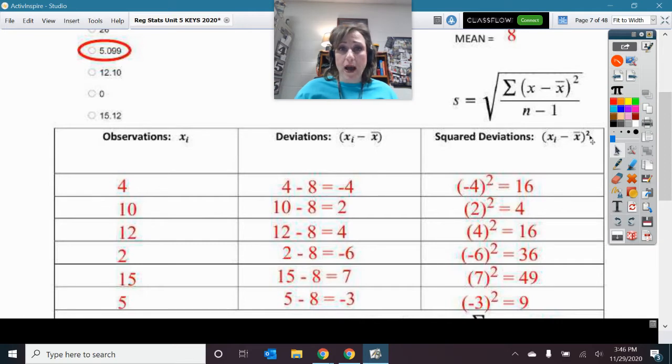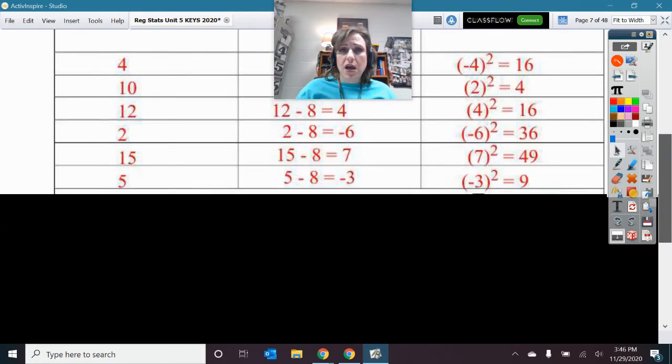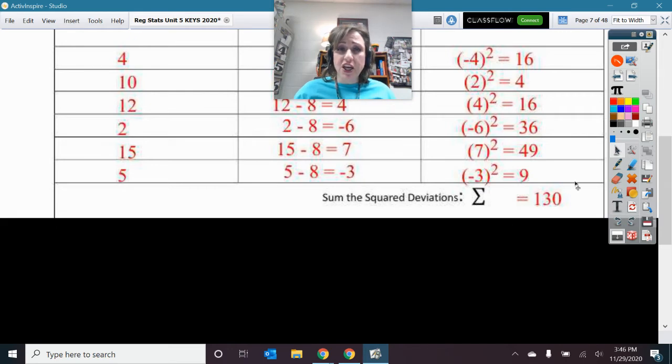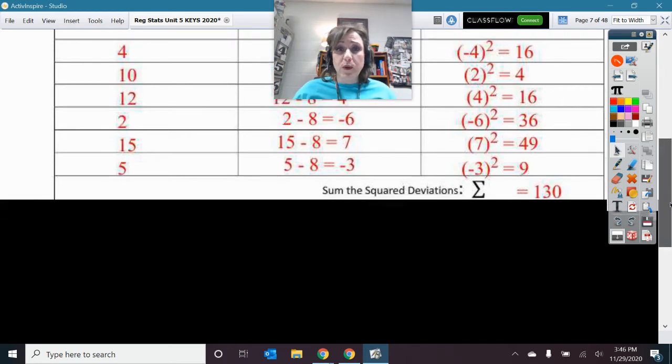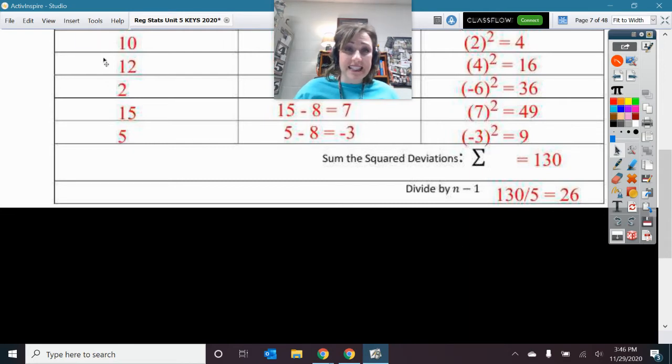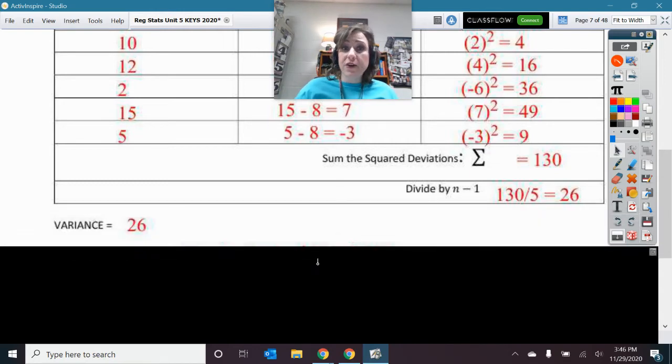Square those differences. Why do we square those differences? Because if I summed up these values right here, they would sum to 0. Okay, so that's the problem. So then we summed instead their squared data, and that's 130. Then we want to divide by n minus 1. So there were 6 pieces of data, so I divided by 5. That's 26. So that's the variance, okay?